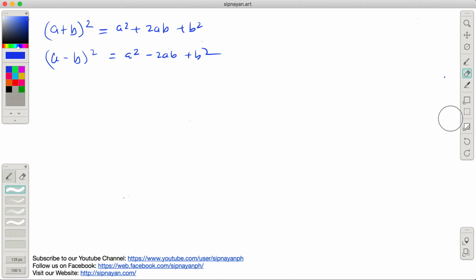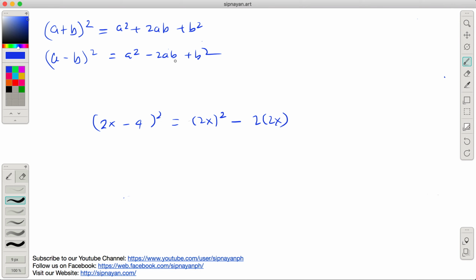Bago tayo magtapos. For example, what is 2x minus 4 squared? Di ba? Yung ginawa natin. Ito yung a natin, di ba? We square yung a. So, magiging 2x quantity squared. A minus b ba siya ang form niya o a plus b? A minus b, no? Ibig sabihin yung second term natin ay minus. Mag-minus na tayo, ignore na natin yung sign. So, 2 times a. 2 times the first term, yung a natin, 2x, times the second term, b, times 4. And then I have a plus, and then b squared. So, that is 4 squared.